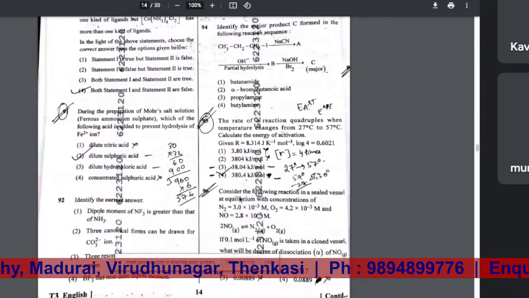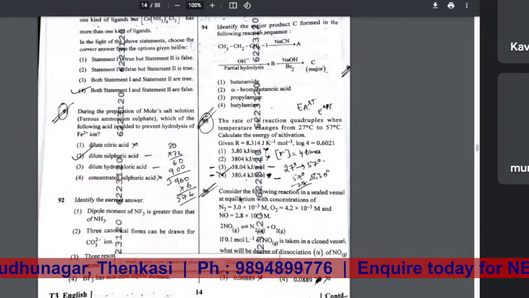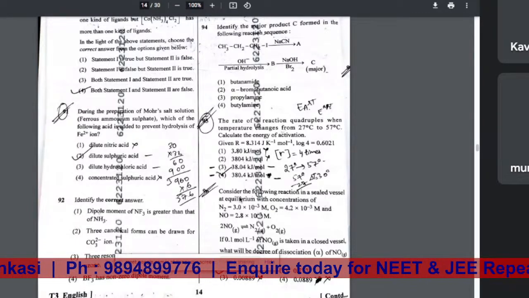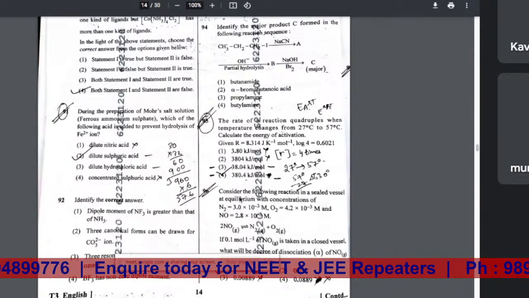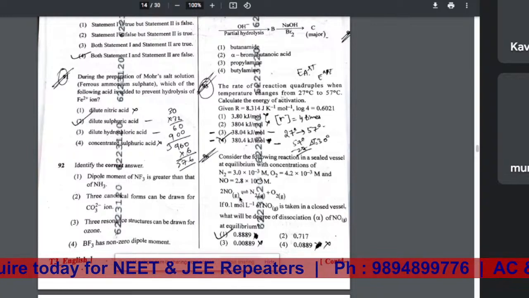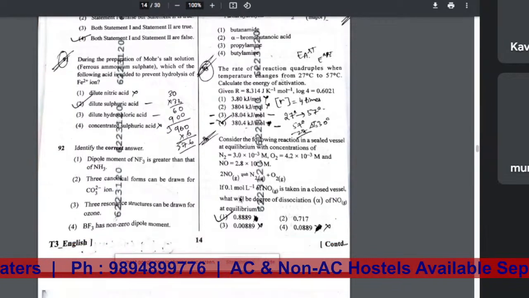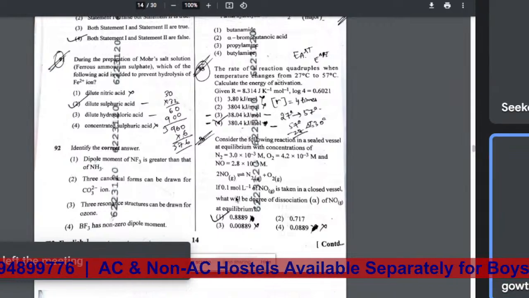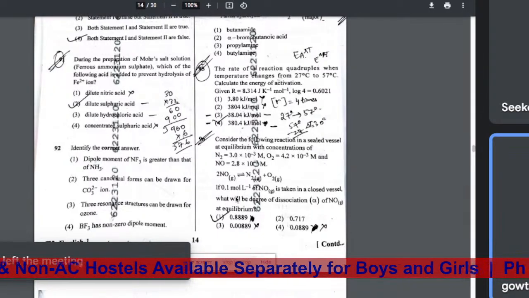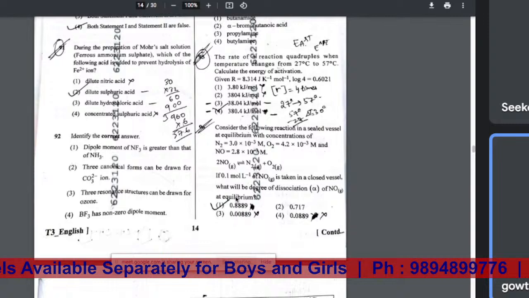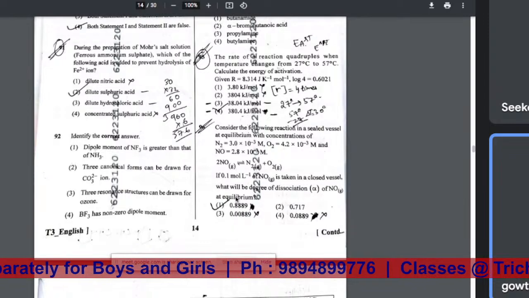Okay. Now question number 92. Identify the correct answer. The dipole moment of NF3 is greater than that of NH3. 3 canonical forms can be drawn for the CO3 2- ion. Two resonance structures can be drawn for ozone. BF3 has a non-zero dipole moment. The correct answer is the second one. 3 canonical forms can be drawn for CO3 2-, 3 resonating structures are there. So the correct answer is 2.